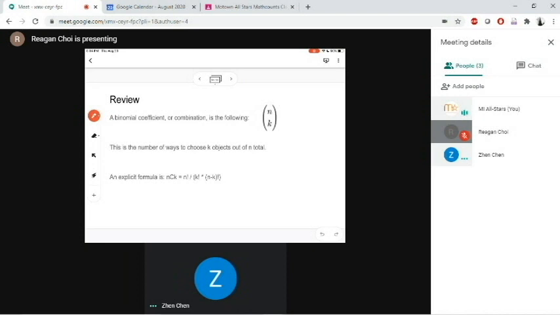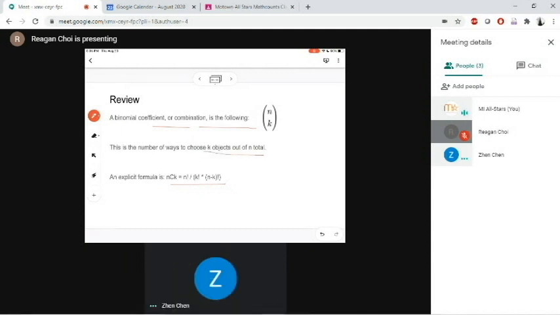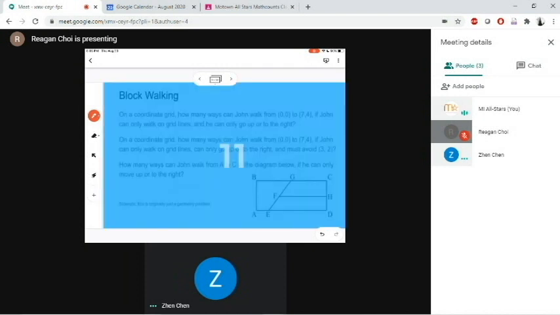Alright, so binomial coefficient is all combination. It's the number of ways to choose k objects out of n total, and the formula is here. We went over this in the first class, I think, and you remember this, right? We won't go over it too much.